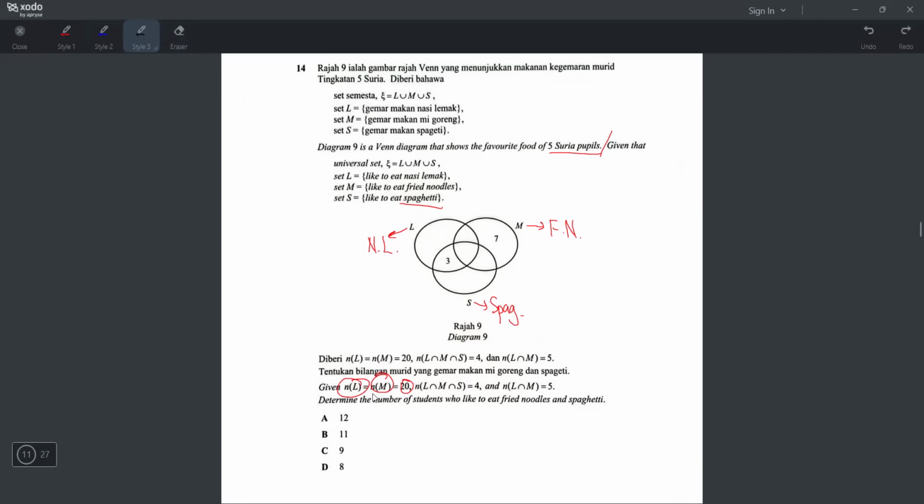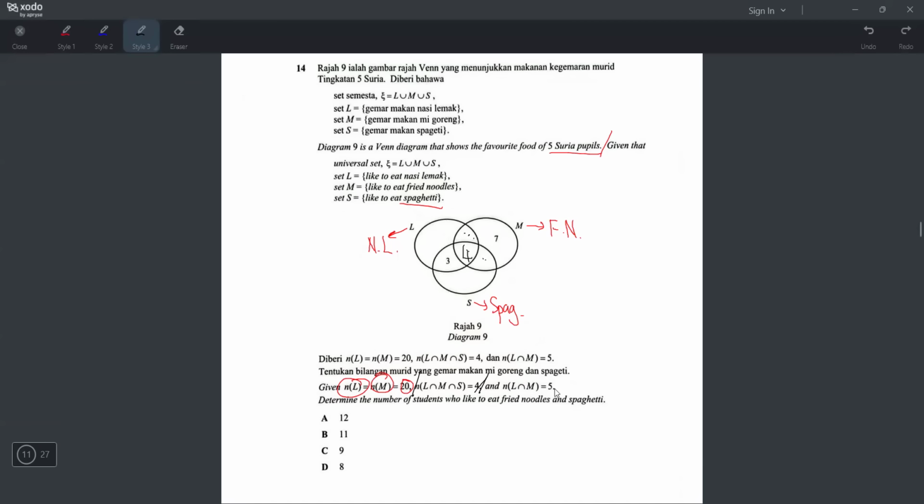Same with n(M) equals 20. You cannot just write 20. Yeah, the 20 is actually here plus here plus here plus here. Okay, and I can't find it now because there's too much information that I don't know yet. That's why I cannot find it now. So that one I leave it first. Next one, L intersect M intersect S is 4. Okay, this one you can write because L intersect M intersect S is the middle. Okay, so the middle, that one is 4. So that one is labelled.